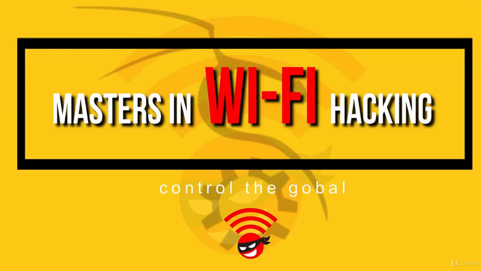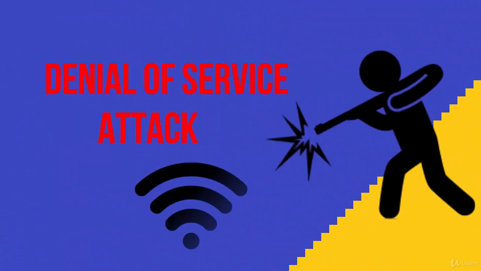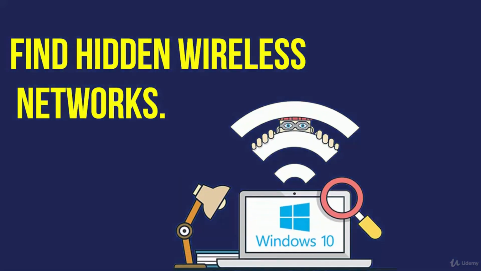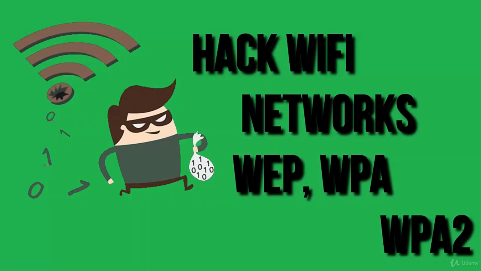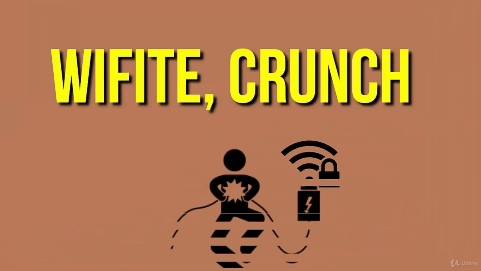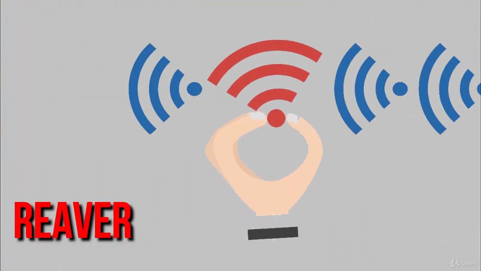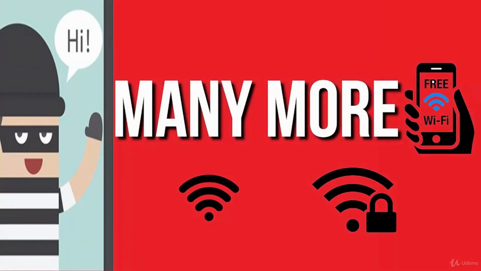Wi-Fi and the security of wireless networks. You will study the different attacks and weaknesses of Wi-Fi. You will learn how wireless networks work, denial of service attacks, and how to find hidden wireless networks. How to hack Wi-Fi networks like WEP, WPA, and WPA2. Use various tools like WEP Wi-Fi, Crunch, Cowpatty, Wi-Fi Tracker, Reaver, and many more.